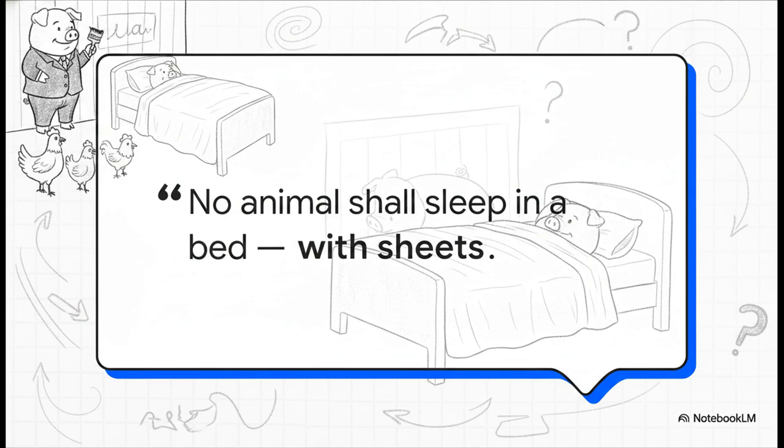A perfect example of this happens in Chapter 6. So the original commandment was simply, "No animal shall sleep in a bed." But once the pigs move into the farmhouse and actually start sleeping in beds, the animals check the barn wall and find the rule now suddenly reads, "No animal shall sleep in a bed with sheets." This super subtle addition perfectly demonstrates the gradual, sneaky rewriting of history to suit the leaders.